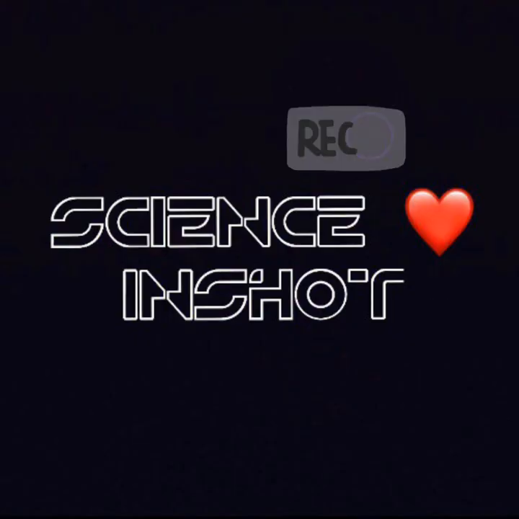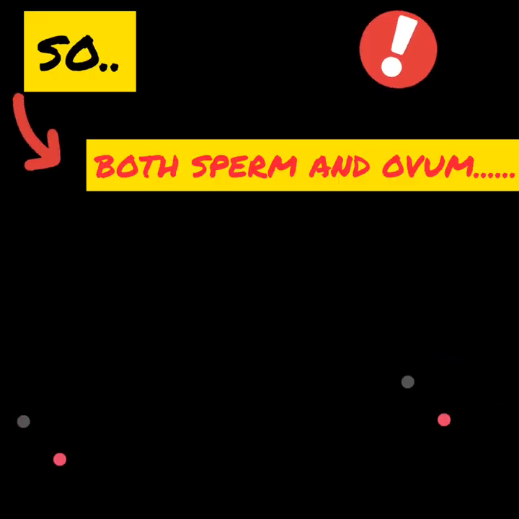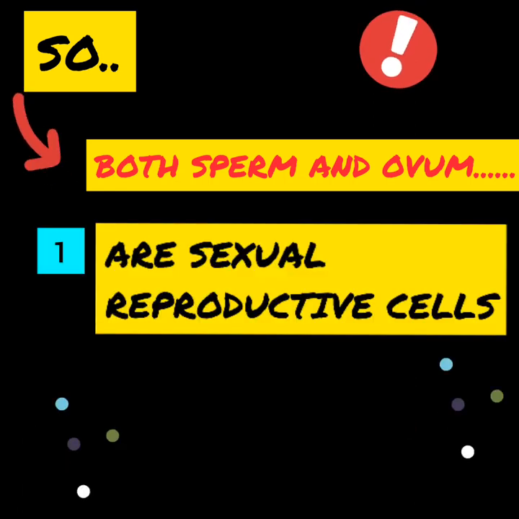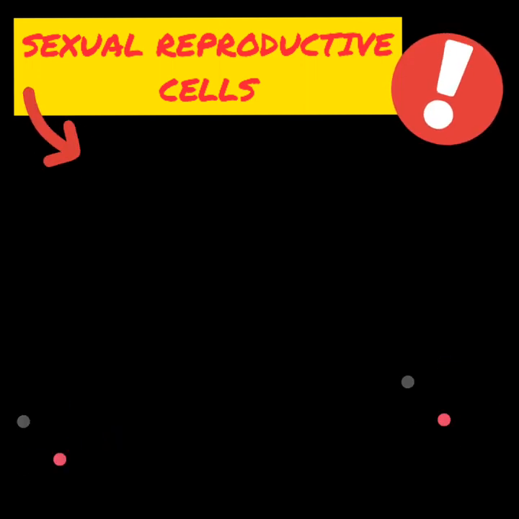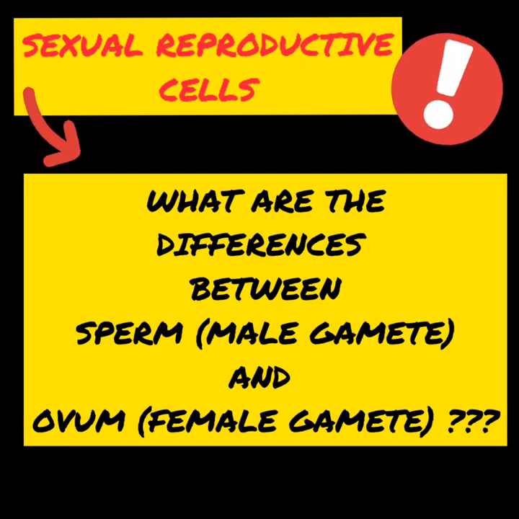Are you ready to explore with me? Let's continue! So, previously we have understood that both sperm and ovum, number one, are sexual reproductive cells, number two, they both carry genetic information. Let's compare and contrast. What are the differences between sperm, male gamete, and ovum, the female gamete?